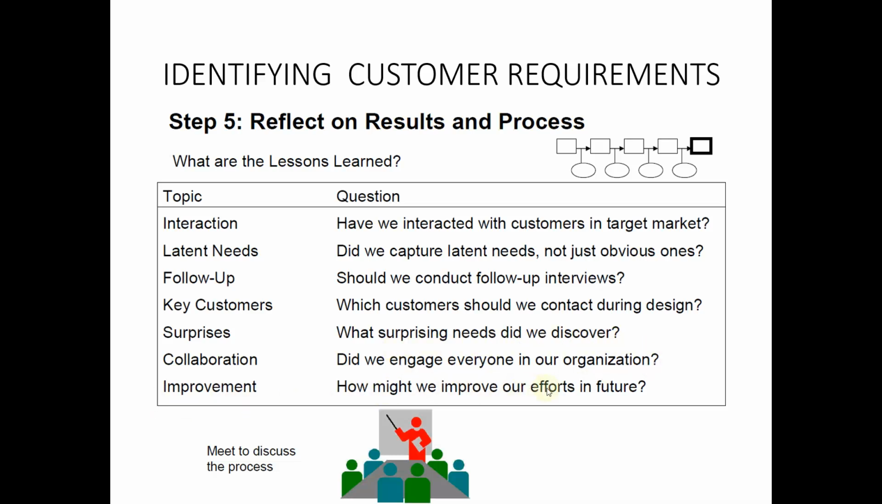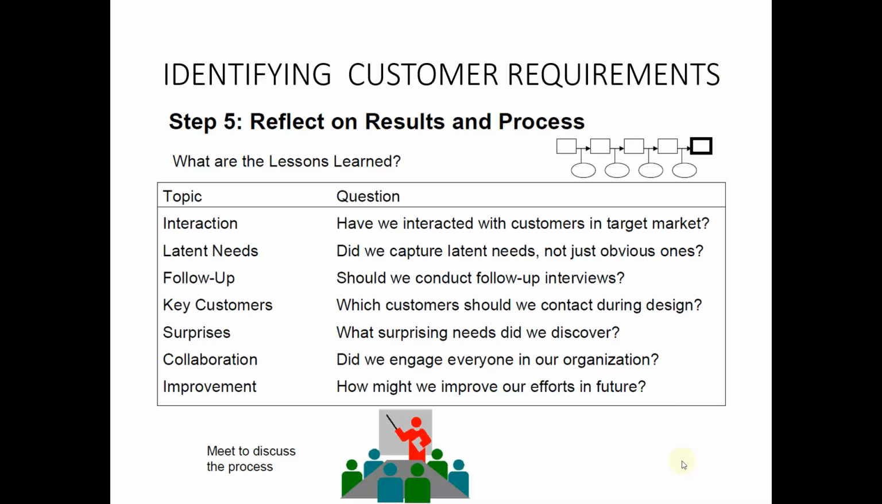Improvement: how can we improve our efforts in the future? How can we improve the process which we have conducted now? All these can be documented and told in a meeting so that improvements and suggestions can be made accordingly. According to the suggestions obtained, some of these processes may have to be conducted again so that we can gather and identify the customer requirements very correctly, and the resulting design will also be appropriate.